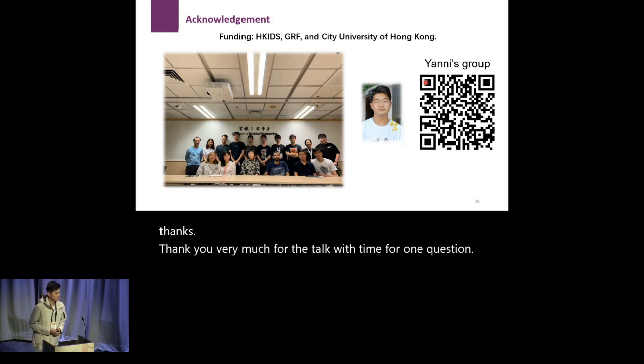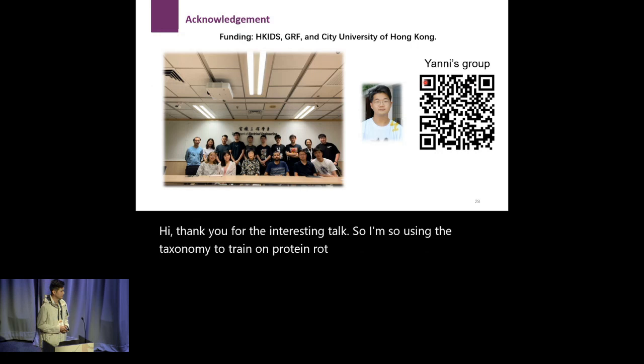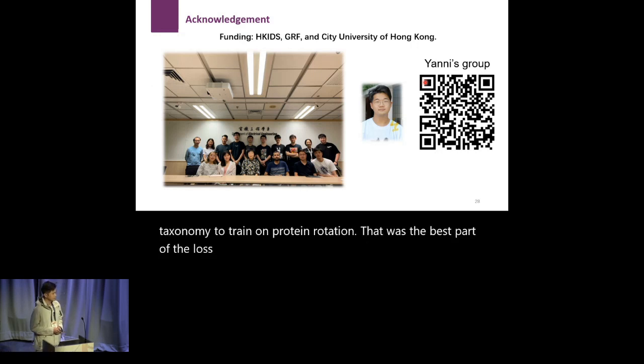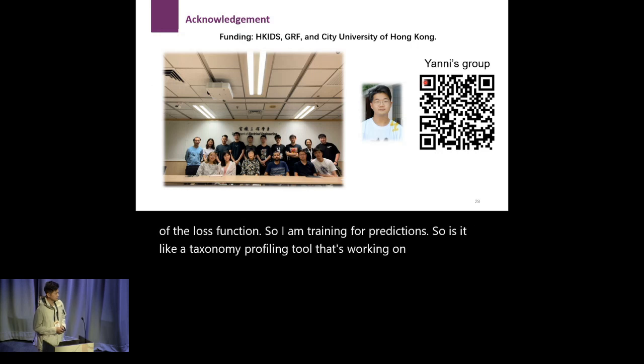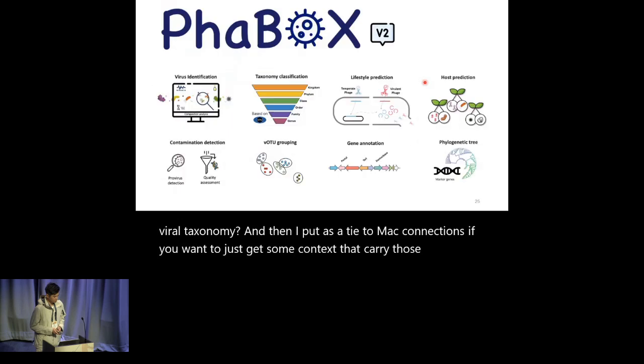Hi, thank you for the interesting talk. So you're using the taxonomy to train on protein cluster annotations, right? Or that's part of the loss function. So are you training for predictions? Is it like a taxonomy profiling tool that's working on some kind of viral taxonomy? And then how does it tie to MAG connections, if you are imagining that you just get some context that carries those markers?